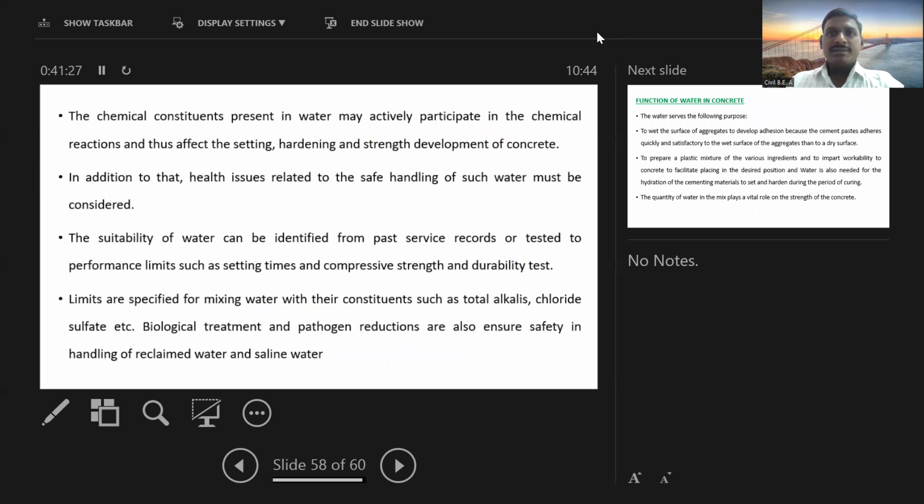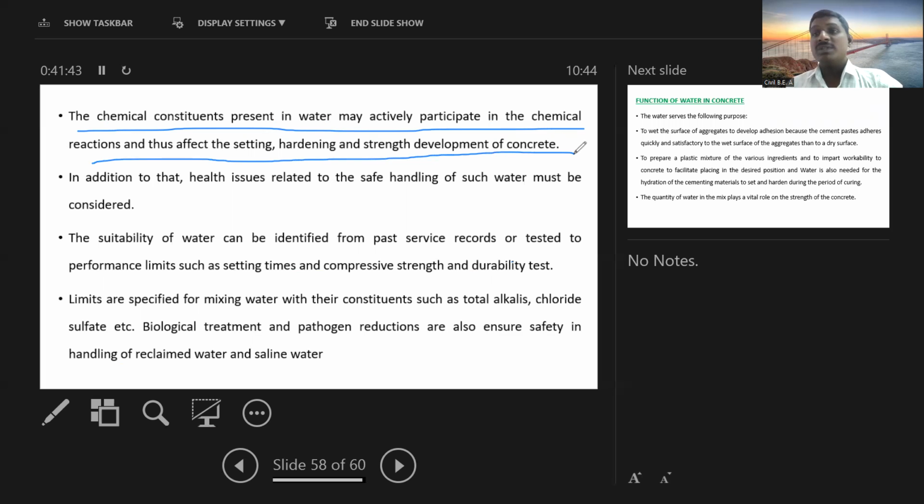Okay, so again, the chemical constituents present in the water may adversely participate in the chemical reactions, and thus affect setting, hardening, and strength development. So if we think about the chemical composition, some chemical constituents are present in the water. Then they also react with the cement, and that affects the setting times and hardening of the cement, and the strength of the whole concrete will be affected due to the chemical constituents present in the water.